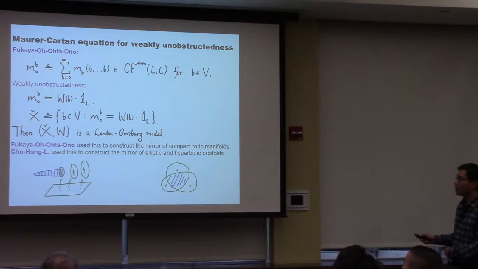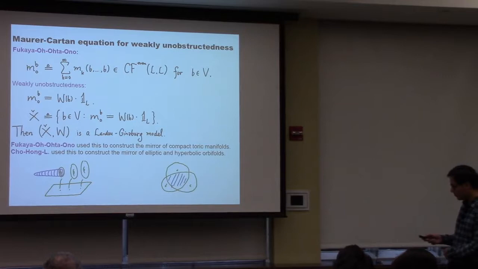So this equation exactly means that when you change the position of the marked point, the superpotential is still well defined. So it changes in a nice way. And then this gives a Landau-Ginzburg model, X check with W. And it was used by Fukaya, Oh, Ohta and Ono in their works on constructing mirrors of compact toric manifolds, and also used by us to construct the mirror of elliptic and hyperbolic orbifolds. So this is the toric picture, and this is the elliptic and hyperbolic orbifold picture.